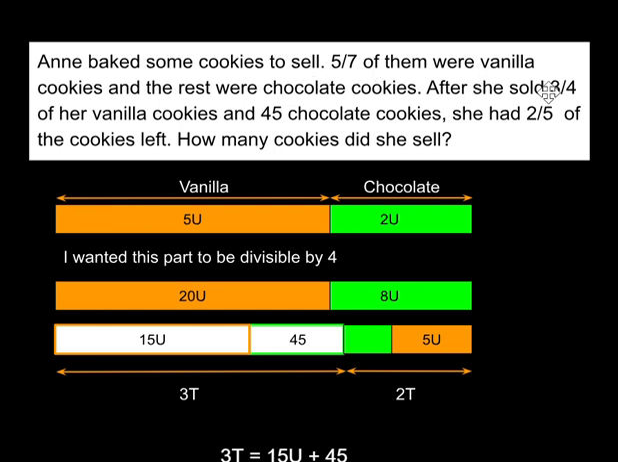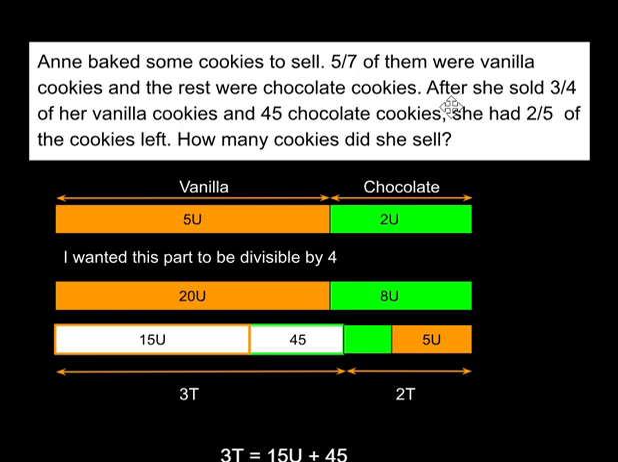I know 5 of them are vanilla cookies, so I draw 5 units and I label it as vanilla. Okay, the rest are chocolate cookies. So if 5 is vanilla, this has to be 2 units and this has to be chocolate cookies. That's all I know. Okay.